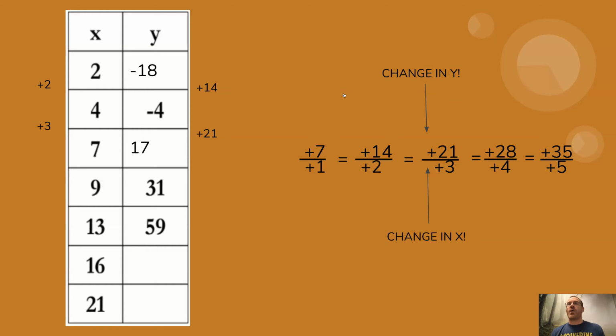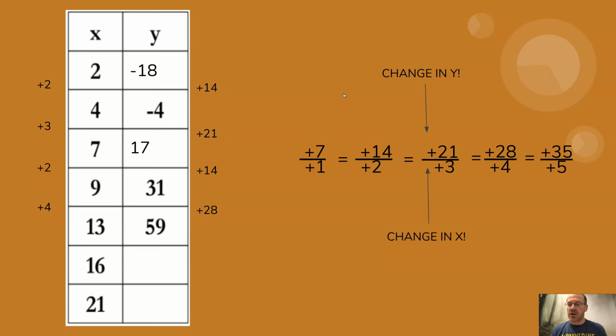Now the next two values for y are already in our table, so this provides us with a self-check. If we have the right rate of change, it should all work out to give us 31 and 59. Notice our jump from 7 to 9 is 2, which means we're back to that second ratio, which means our y should increase by 14. So 17 plus 14 is, in fact, 31. Great. 9 to 13 is a jump of 4. So now we're at the fourth ratio up there. If x goes up by 4, y has to go up by 28. 31 plus 28 is, in fact, 59. So that means we are on the right track. We are doing things correctly.